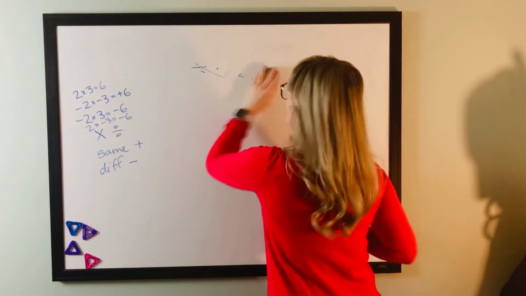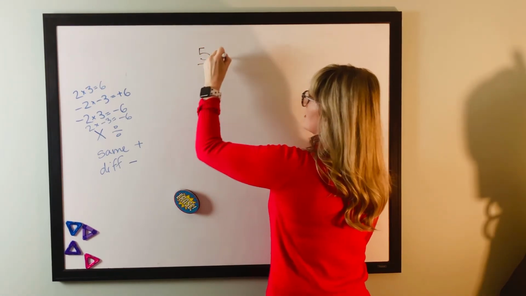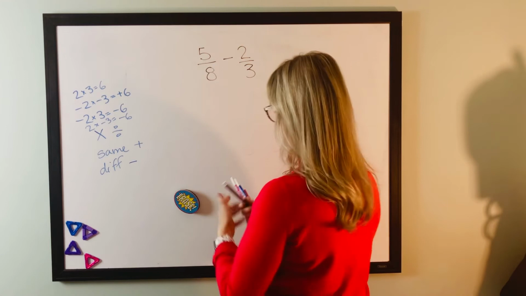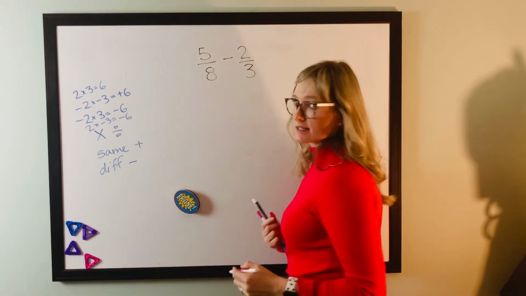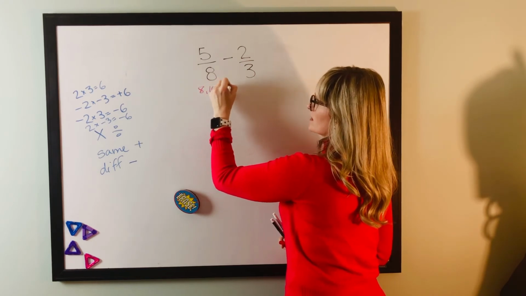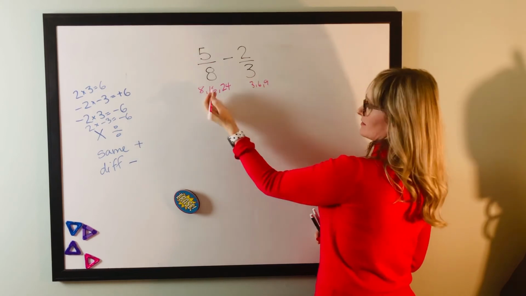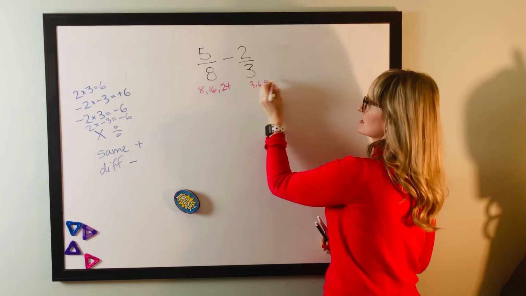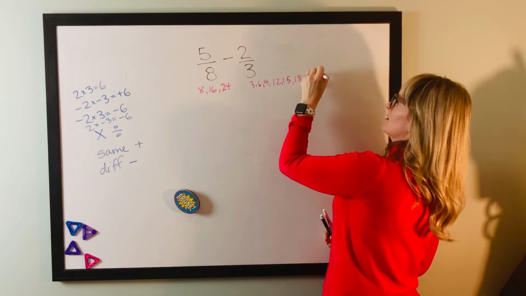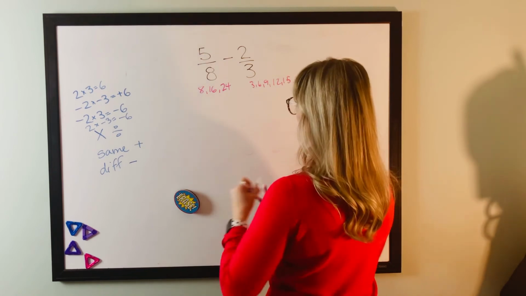What happens if we do subtraction? Okay, so let's do 5/8 minus 2/3. Well, this is going to be more complicated because 8, 16, 24, 3, 6, 9. None of these are coming close. 9, maybe 16. Well, let's see. 3, 6, 9, 12, 15. Nope. 18. Nope. 21. Nope. 24. Okay, finally 24.